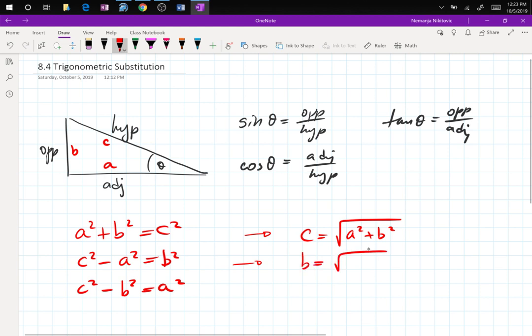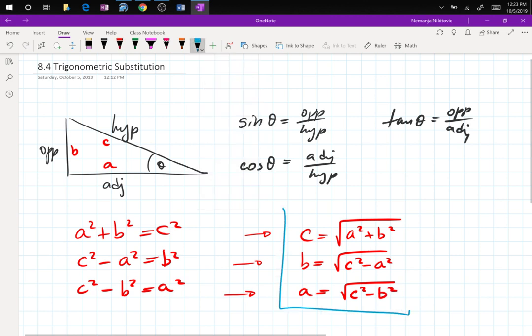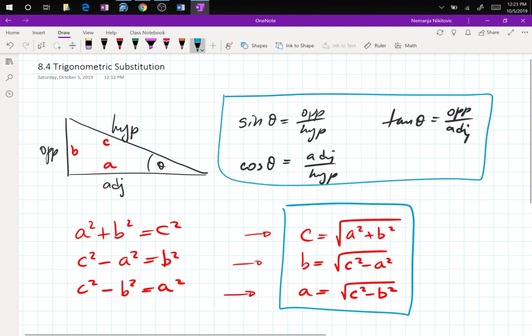B is the square root of C squared minus A squared. And finally, A is the square root of C squared minus B squared. So I'm going to box these ones in blue. So if you know this much trig, you should be good to go for this section. Just to transform the problem, and then you have to use trig integrals from previous lecture to solve the problem.